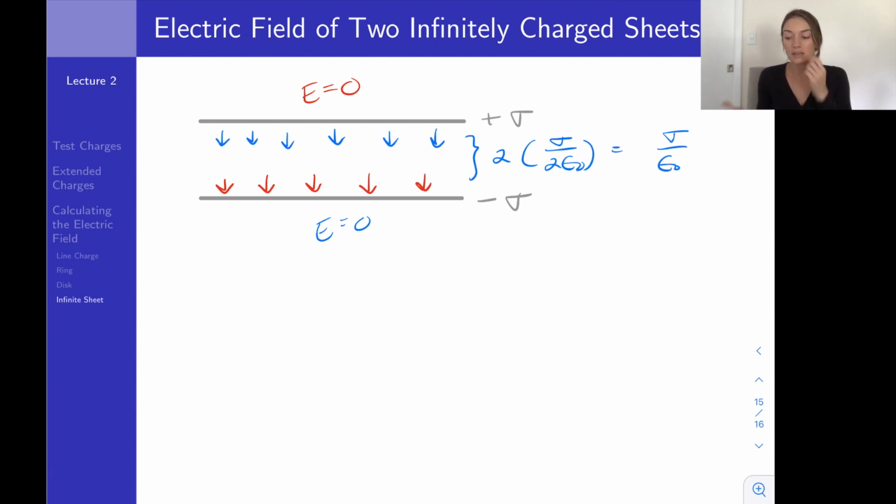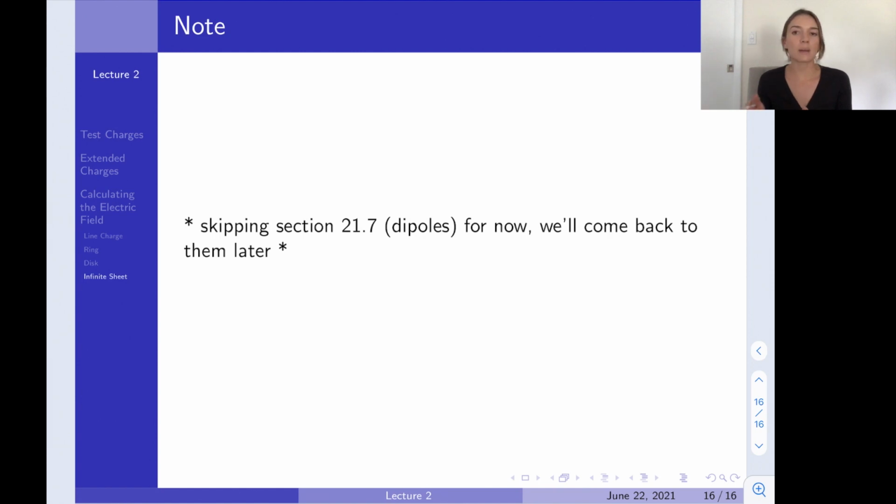Now, this setup is very important. This is a capacitor, and we're going to do a whole chapter on capacitors. Okay, so definitely keep this in mind. We'll be seeing a lot more of capacitors later. Okay, so that's it for chapter 21. In chapter 21 in your book, they cover dipoles. We're not going to cover dipoles until we get to chapter 24, since it doesn't really make sense to do dipoles yet. So if you're reading through your book, just skip over section 21.7 for now, and we'll come back to it when we do chapter 24.